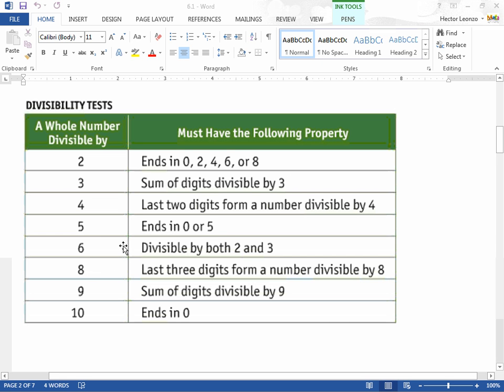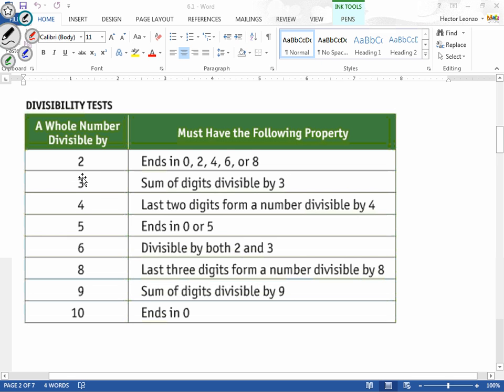In order for a number to be divisible by 6, it has to be divisible by 2 and 3. That means it has to be even, because it has to be divisible by 2, and the sum of the digits must be divisible by 3. So it has to follow the rules of 2 and 3. For a number to be divisible by 8, the last three digits must be divisible by 8, and for a number to be divisible by 9, the sum of the digits must be divisible by 9.